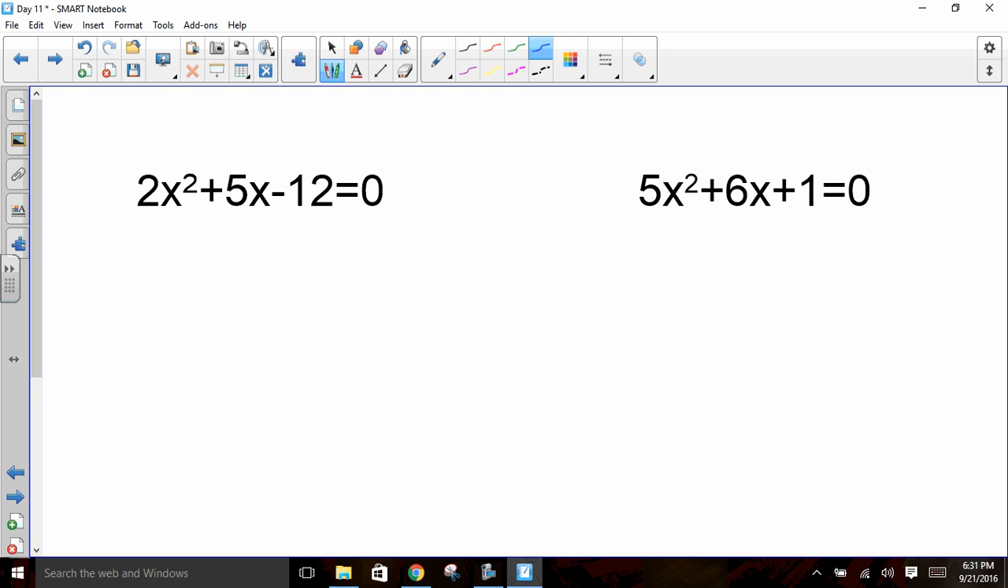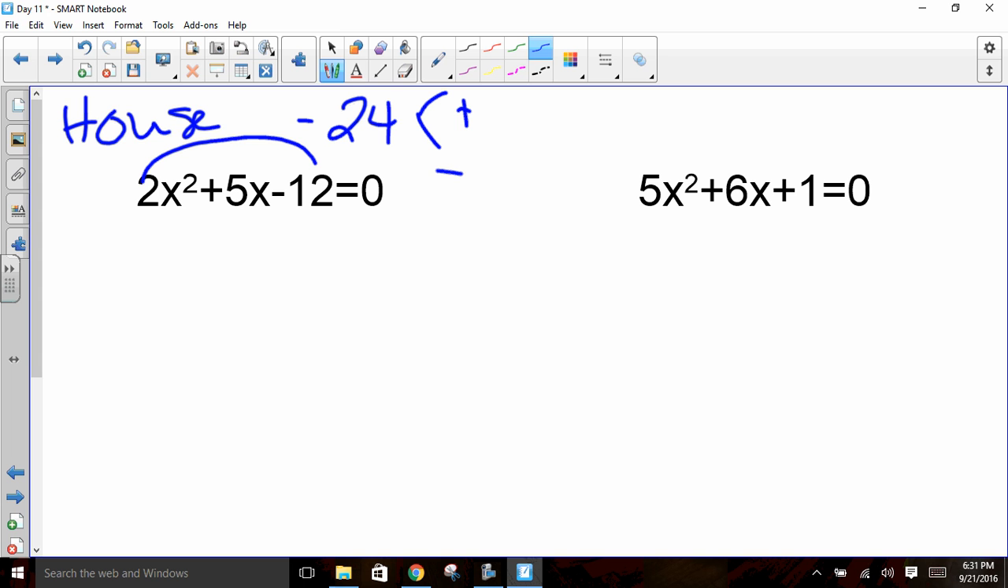So I'm going to do house over here again. So my nice sunny day, I have negative 24. I want to think about what goes into negative 24 that adds to positive 5. So I'm going to have a negative and a positive. In this case, my 2 and my 12 didn't work. Next, I think of 4 and 6. Well, that's not going to work. What about 8 and 3? Can I take 8 minus 3 and get 5?